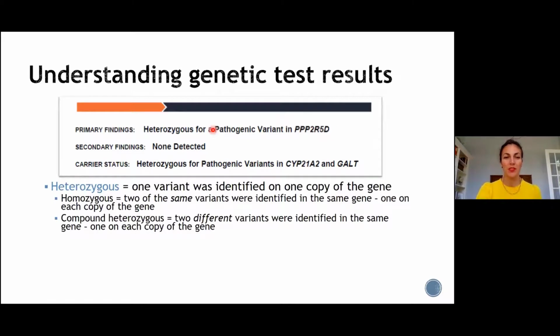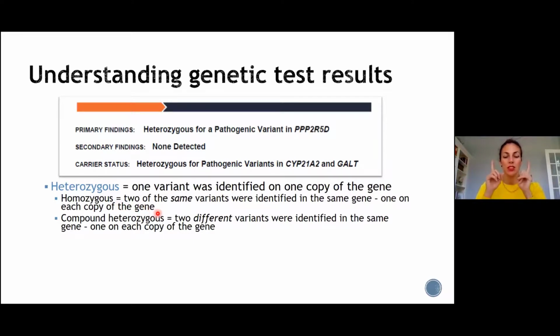Heterozygous means that one variant was identified on one copy of the gene. Again, we have two copies of every gene because we get one from mom and one from dad. Heterozygous means that they found one change in one copy of the gene. This is typically what we see in HADS and EBF3. There's one copy of the gene that has the variant and the other copy is normal, unaffected, does not have any changes. Sometimes you might see the term homozygous.